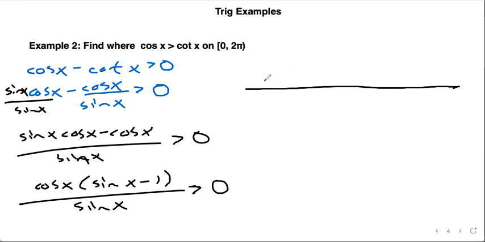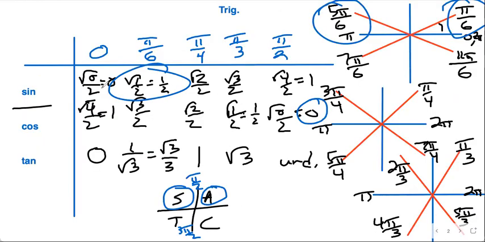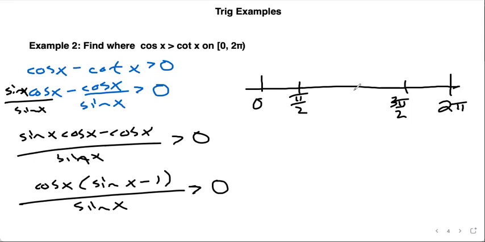So where does cosine equal 0 at? We're going from 0 to 2 pi. Well, we already mentioned cosine equals 0 at pi over 2 and at 3 pi over 2. Where does sine equal 0 at? Well, sine equals 0 at 0 radians, but also at pi radians, because that's where the y-coordinates can equal 0 as well. So that's going to be at 0 and pi. And then this last factor, where does sine equal 1 at? Well, sine equals 1 at pi over 2, which is already on the number line.